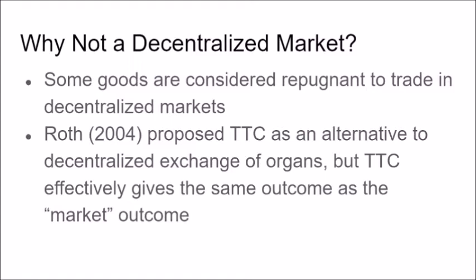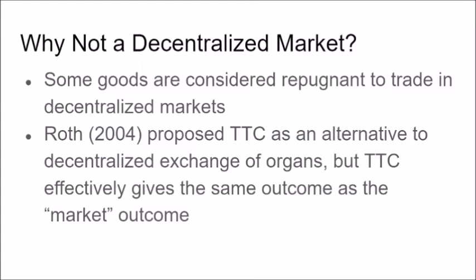But some goods are considered repugnant to trade in decentralized markets, and I ought to define that word repugnant because Ponks does use it quite liberally. He says that a repugnant transaction is more vague than a strictly immoral transaction. An immoral transaction is one in which you can clearly define that it is wrong. Something like stealing or assault or murder for hire, those are things where you could give clear reasons why those things are wrong and why they should not exist within the economy.